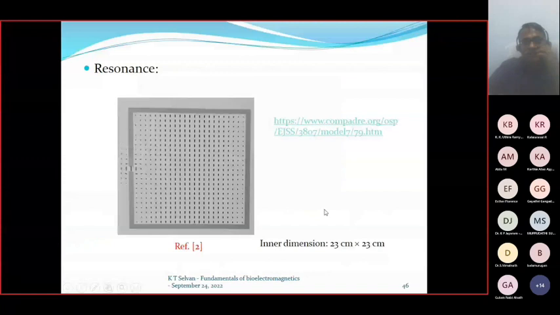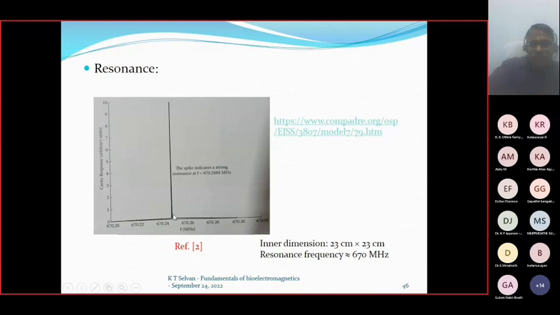A cavity is, let us just simply put, for our purposes here, just a two-dimensional metallic cavity. So in this, how does resonance occur? When the half wavelength exactly matches the dimensions of this cavity, then a similar buildup will happen, and that is what we call resonance. So we get an electric field generated at a particular frequency. If you calculate that frequency for these dimensions, it works out to 670 megahertz. If you calculate the wavelength and consider lambda by 2, that will more or less correspond to this 23 centimeter.